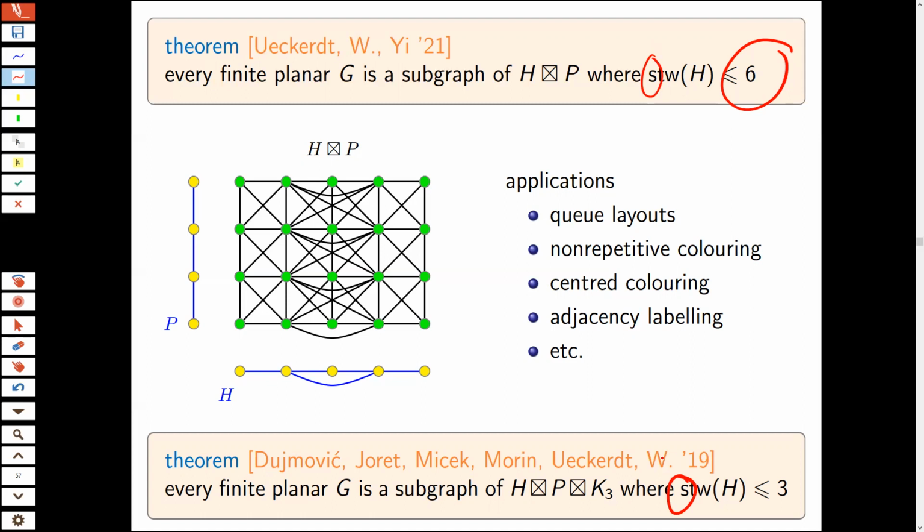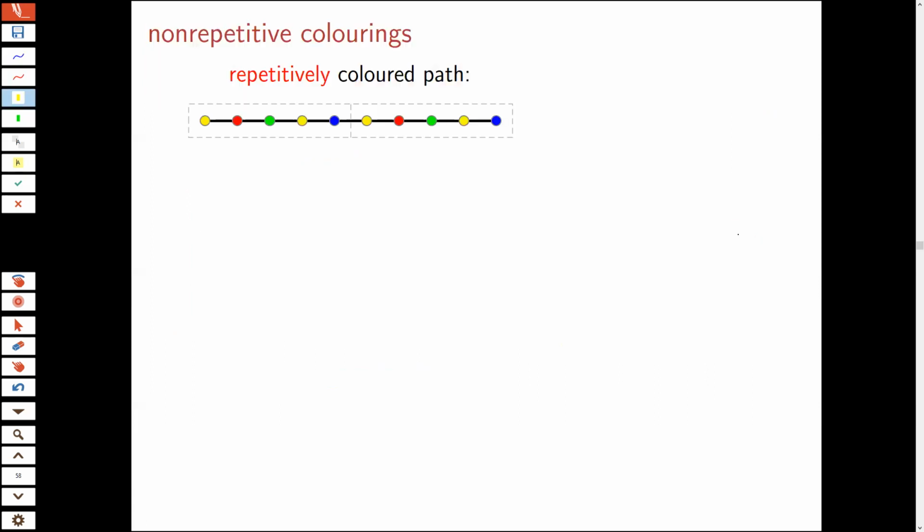Okay, let me tell you why this theorem is so useful, and let me illustrate it by talking about non-repetitive colorings, which certainly is a topic that's very popular in Poland. So what's non-repetitive colorings? I feel like I'm preaching to the converted here. To describe what's a non-repetitive coloring, first of all, we have to know what's a repetitive coloring. And so a coloring of a path is repetitive if the sequence of colors on the first half of the path is the same as the sequence of colors on the second half of the path.